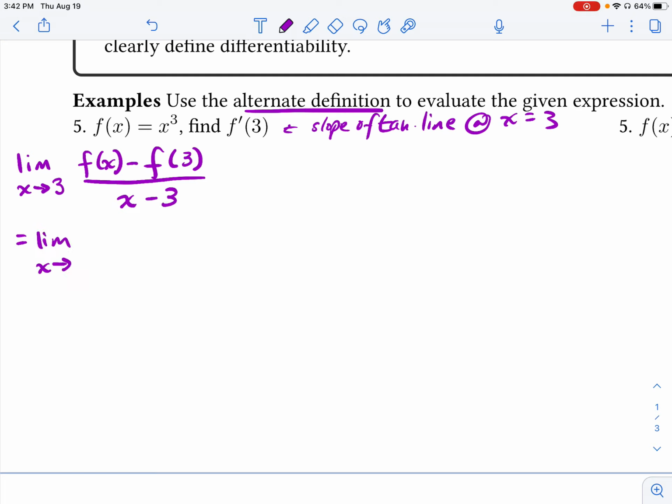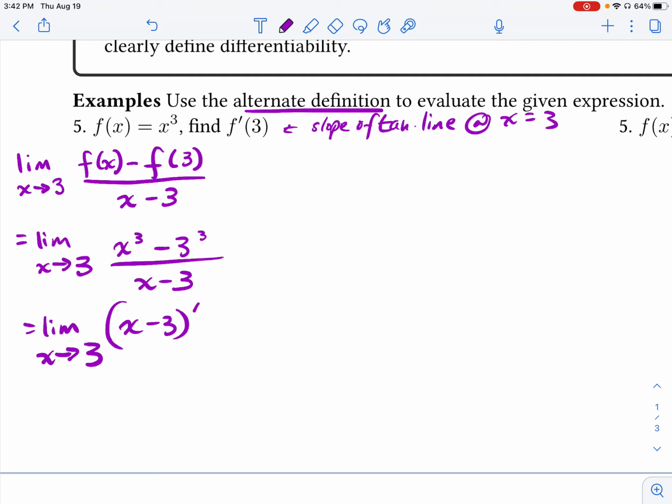So let's rewrite this. What is f of x? That's just our function, which we're told is x cubed. What is f of 3? Well, it's our function evaluated at 3, so 3 cubed. All of this over x minus 3. And again, if you try to do direct substitution right now, you'll get indeterminate form. But we can actually rewrite using the difference of cubes. We can say that this is x minus 3 times x squared plus 3x plus 9, all over x minus 3. That's just the difference of cubes.